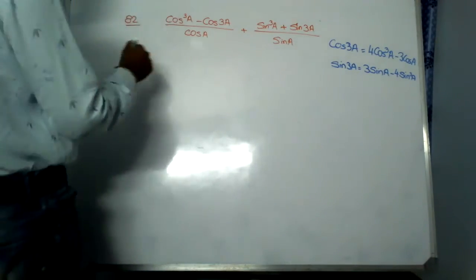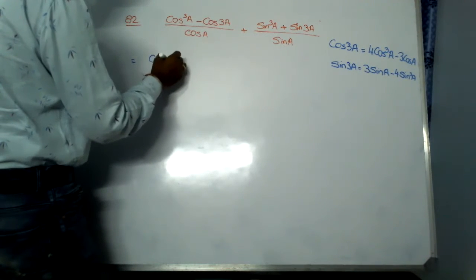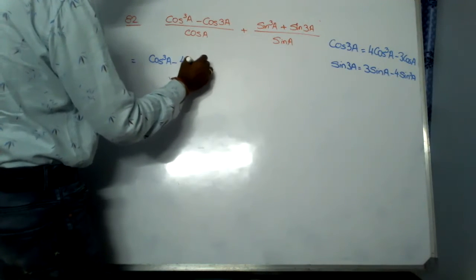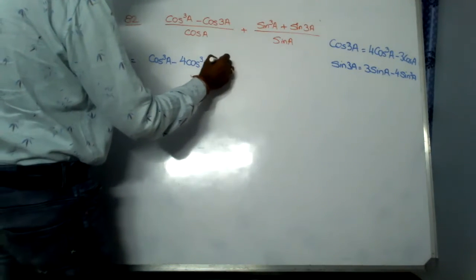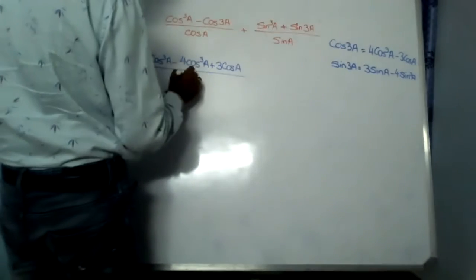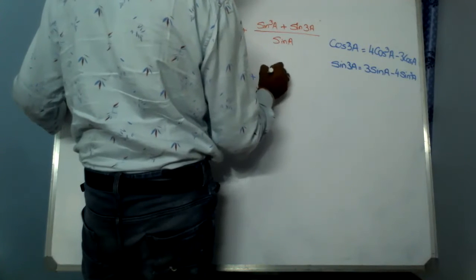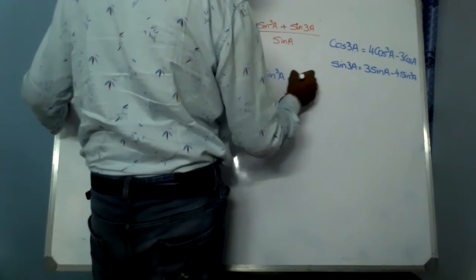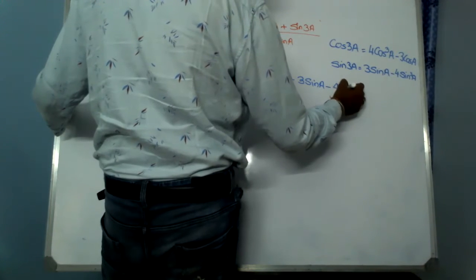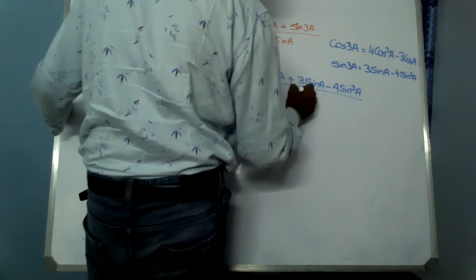Leave it. Equal to cos cube A minus cos 3A; if I apply the formula, it will become 4 cos cube A plus 3 cos A, whole thing divided by cos A. Sine cube A I'll write as it is. Sine 3A I'll write as 3 sine A minus 4 sine cube A, whole thing divided by sine A.